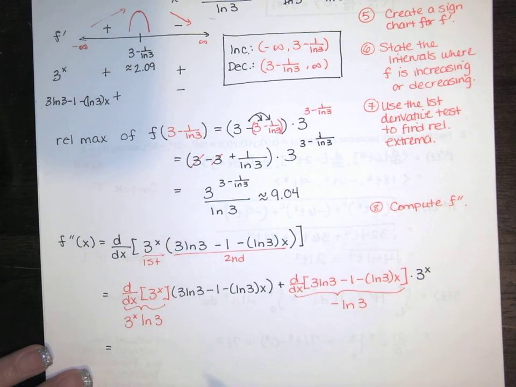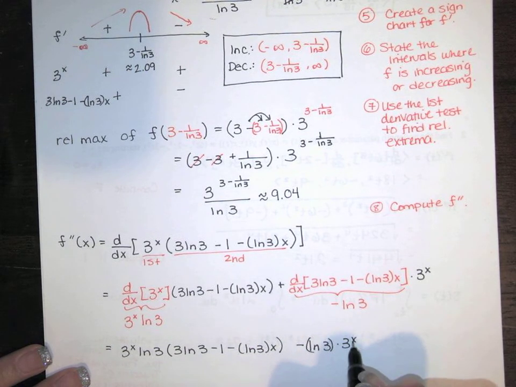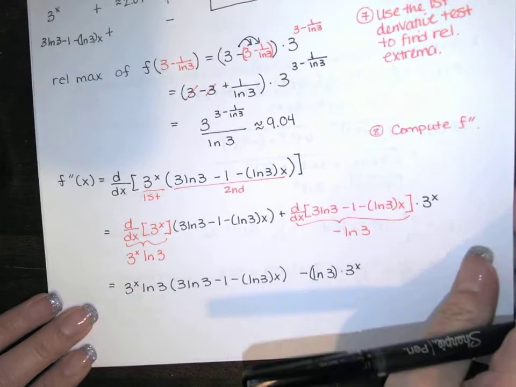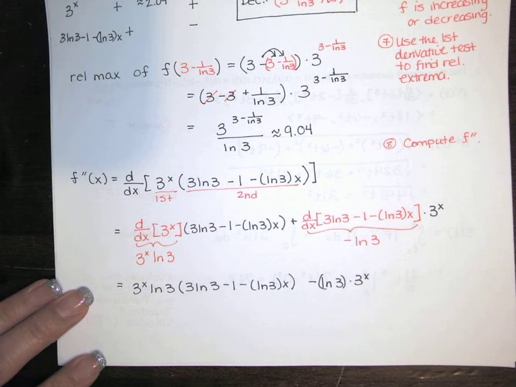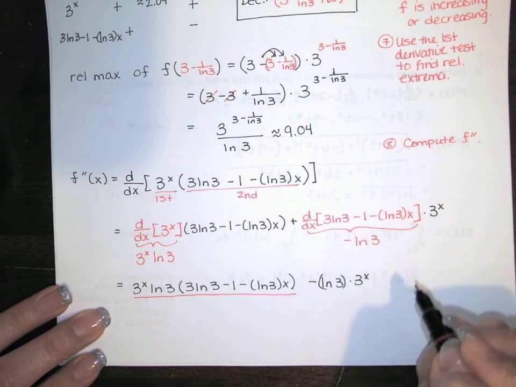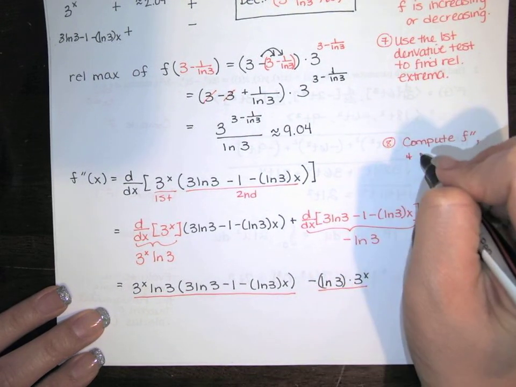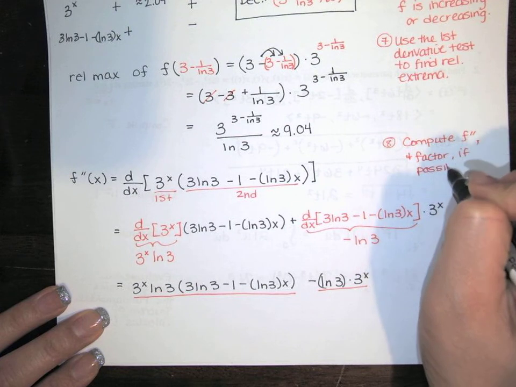So we end up with this. We've got 3 to the x times natural log of 3 times 3 natural log of 3 minus 1 minus natural log of 3 times x, close parentheses, minus natural log of 3 times 3 to the x. Wow. Got a lot going on there. Okay. Now we computed f double prime so we could figure out where the graph was concave upward and concave downward. So we need to factor this. So we're computing f double prime and factoring it if possible. And this time it is possible.